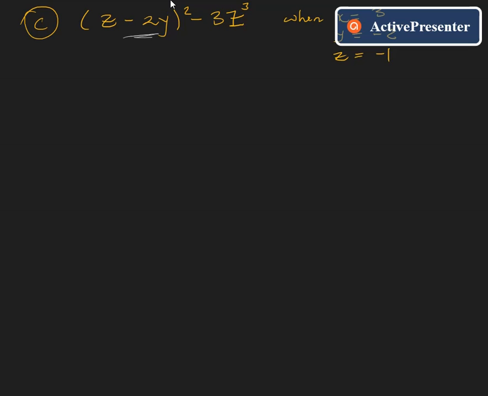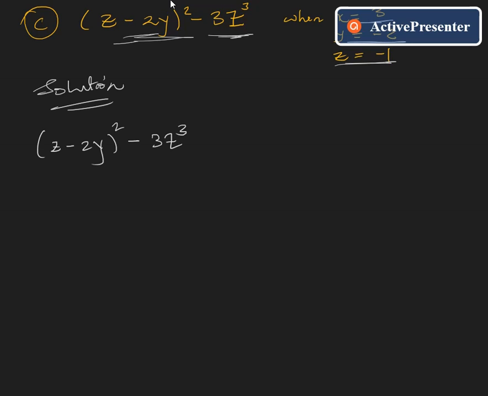Let's take now another example: z minus 2y, all squared, minus 3z cubed, when x equals 3, y equals minus 2, z equals minus 1. Solution: what do we get when we replace? It should be minus 1 minus 2 multiplied by y, which is minus 2, all squared, minus 3 multiplied by z cubed, which is minus 1 cubed.